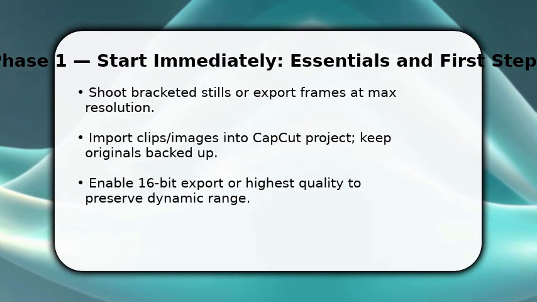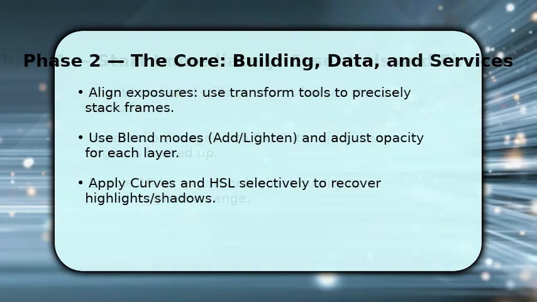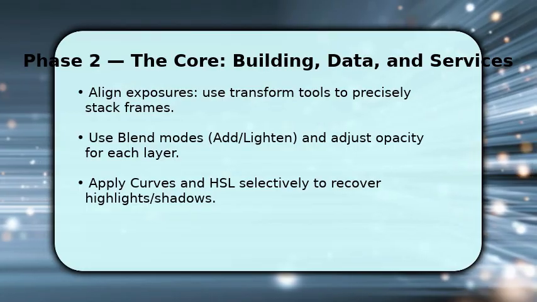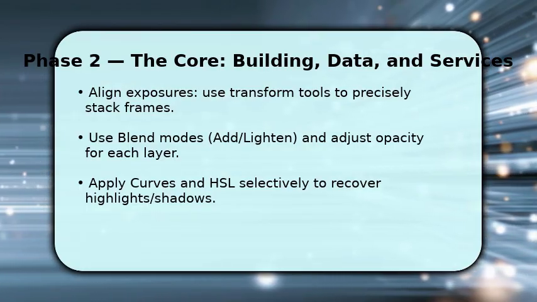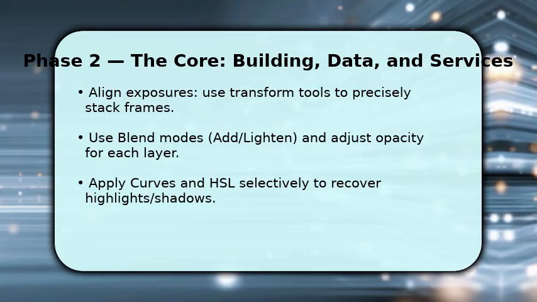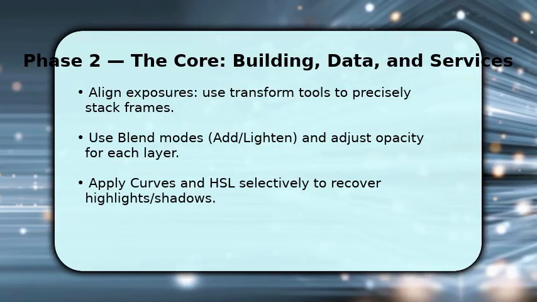We begin merging tonal ranges rather than simply boosting contrast. You align and stack exposures so corresponding details overlap. Use the transform position and scale controls for pixel-perfect registration. Once aligned, change blend modes to add or lighten on upper layers and drop opacity until midtones balance.